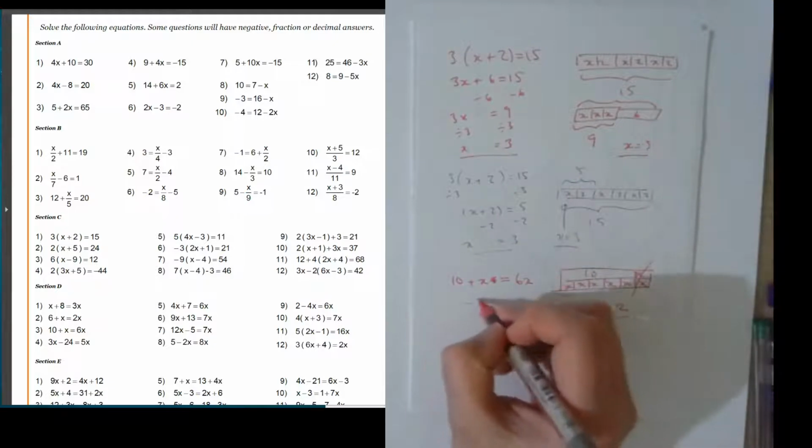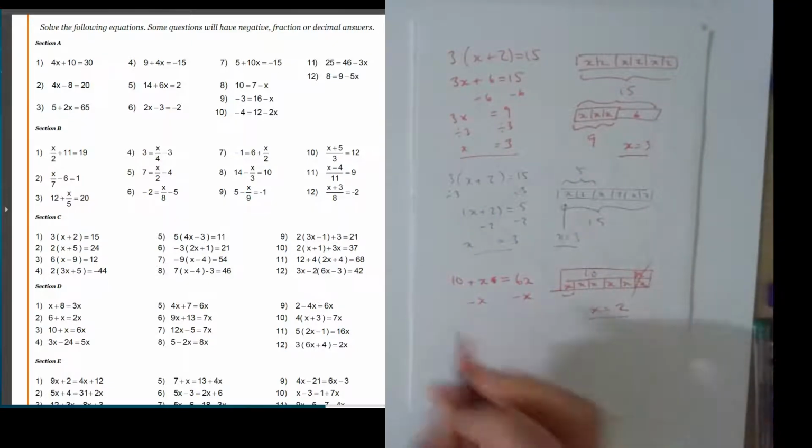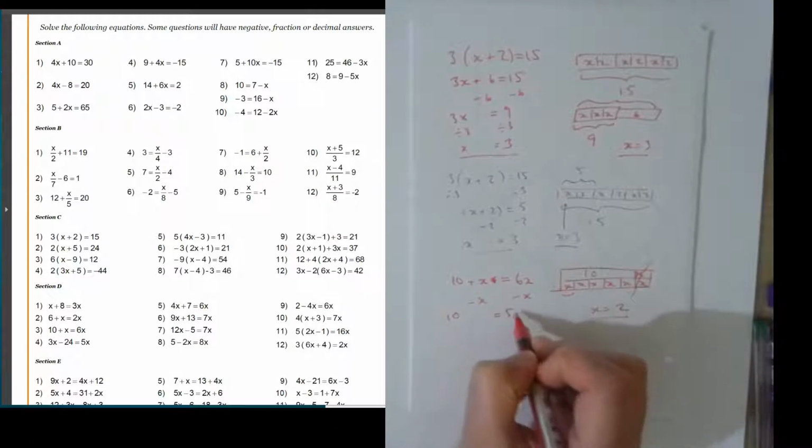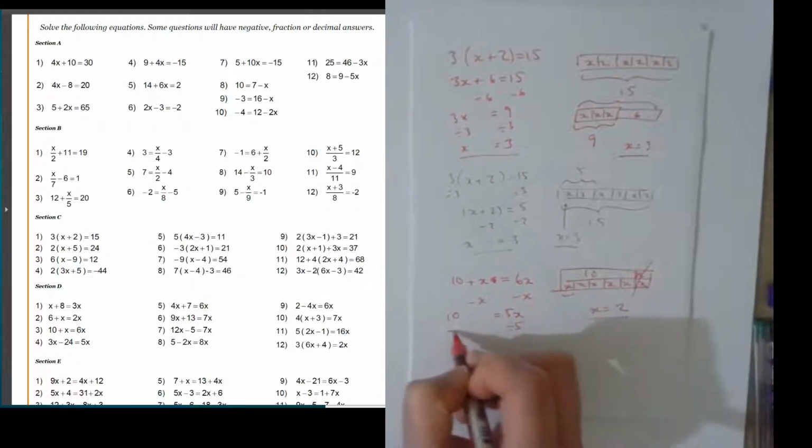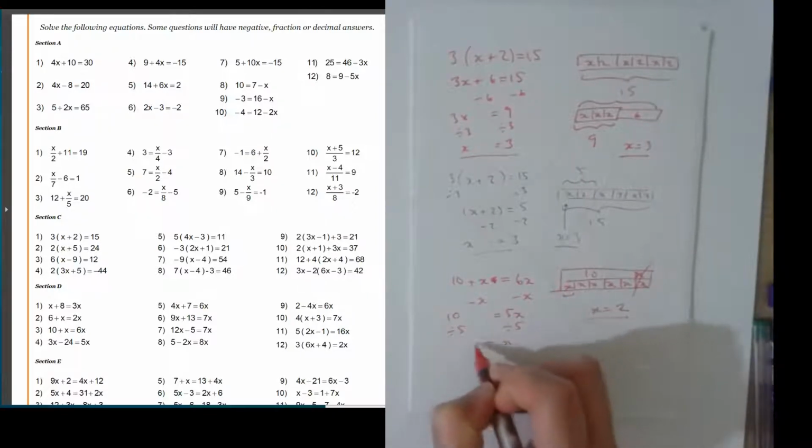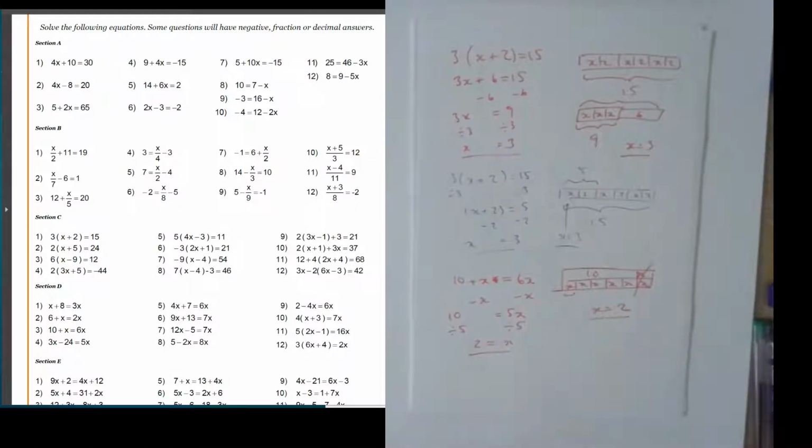If I do it from here, I've got to take away an x from both sides. Left with 10 equals 5x. I then divide that by 5. I'm left with x equals 2. 2 equals x, same thing.